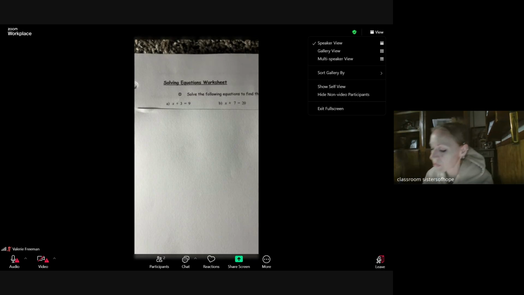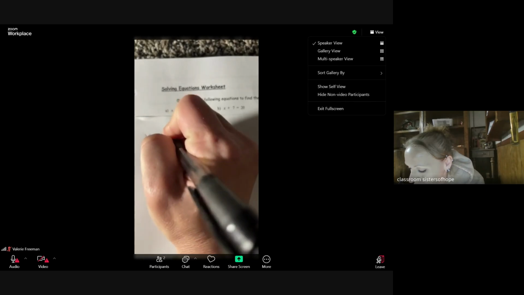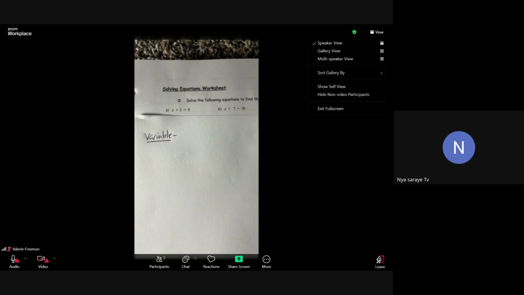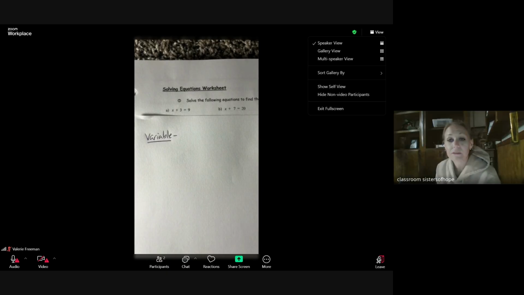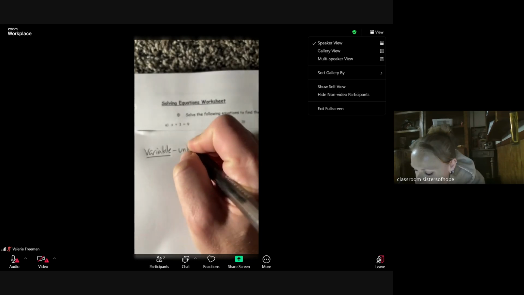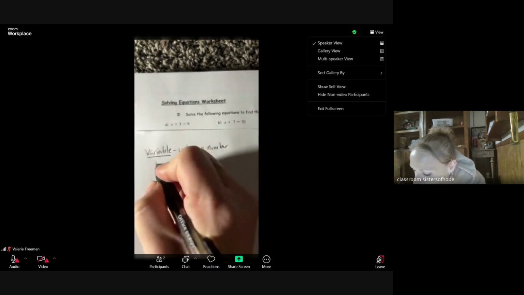So first off, there's the terminology variable. If something varies, what does that mean? Like the amount of something. Yeah, it can be. Variable comes from the same word as variety or varies. It can change. It's something that you don't know necessarily what it is. So the variable in an equation is going to be your unknown number, and it is represented with a letter.